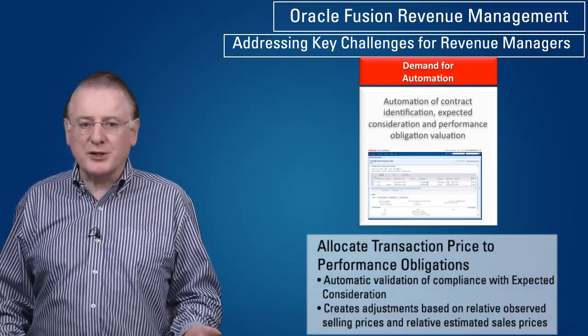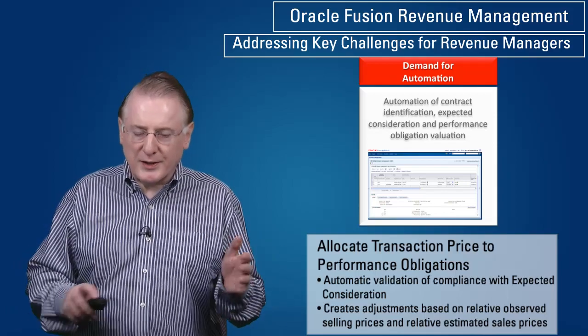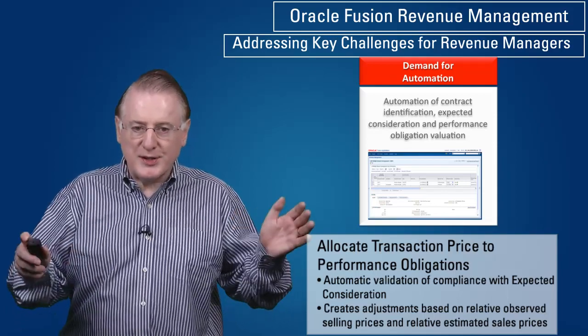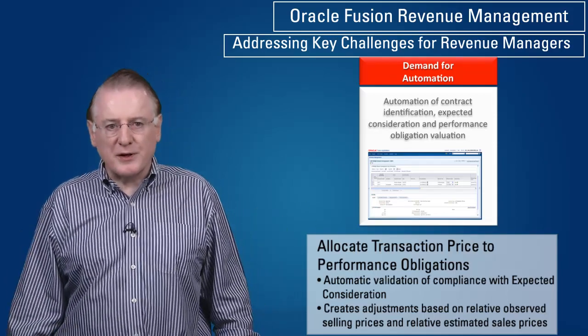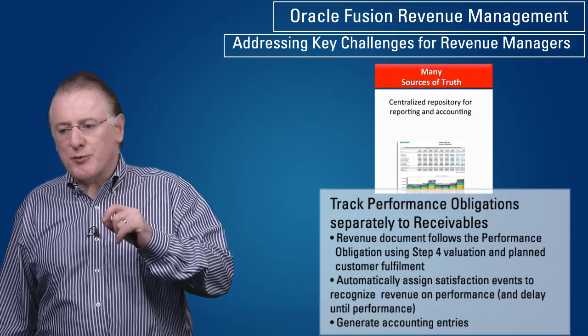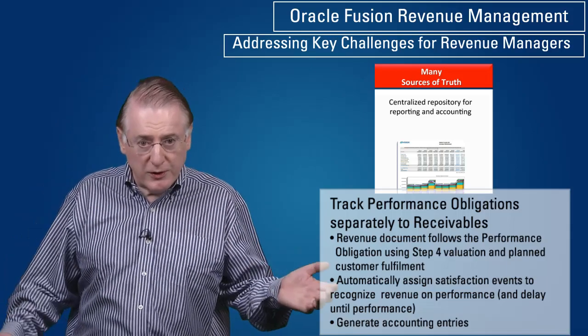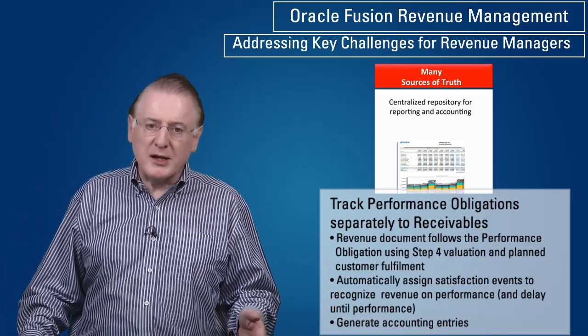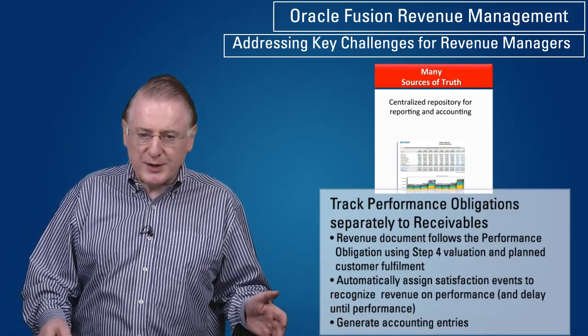And we do the allocation. It's fully automatic. It really doesn't need any hands-on unless you wish to interfere. We track the performance obligation, so you know your performance obligation is either an open order and not booked, or it's a liability, or it might even be an asset if you haven't billed it yet.